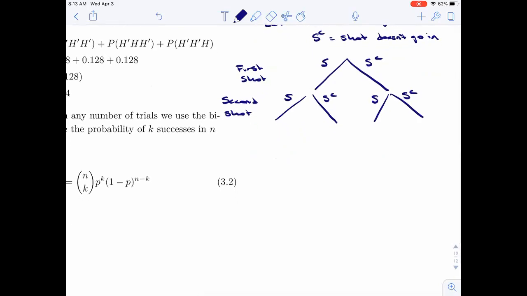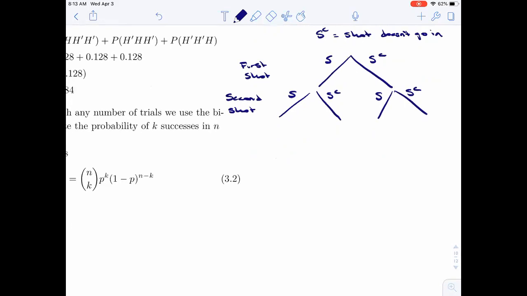Now it's time for my third shot. Now there's 4 possible outcomes that could have happened before it, and each of those gets a branch of 2 after. So we've got 1, 2, 1, 2, 1, 2, 1, 2, where it either goes in or it doesn't, goes in or it doesn't, goes in or it doesn't, goes in or it doesn't. So this is my third shot.